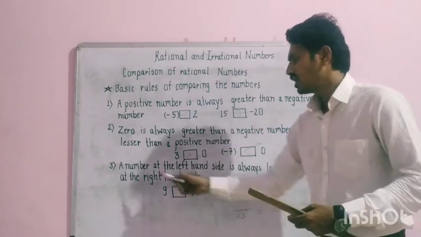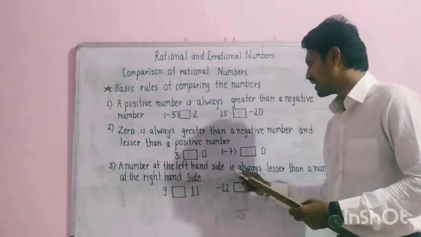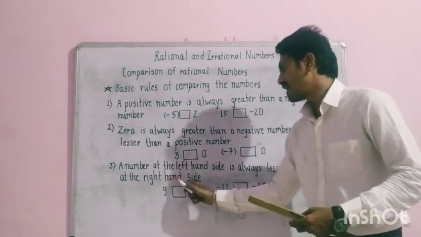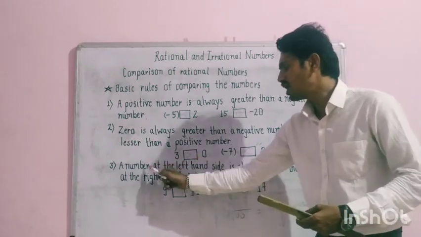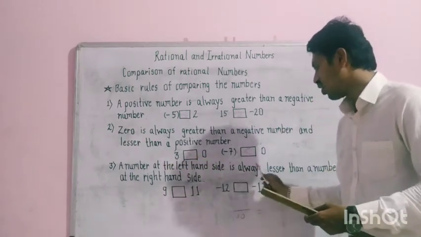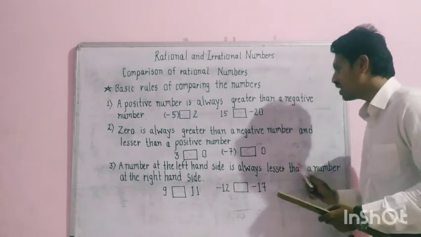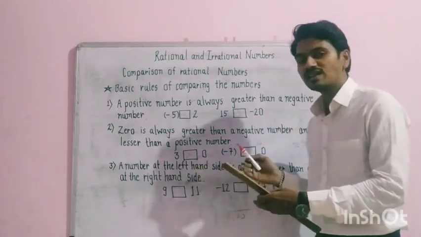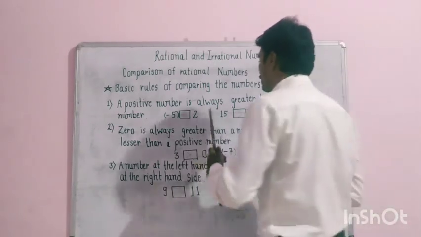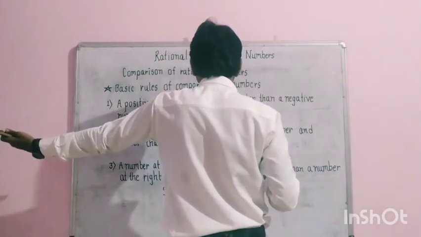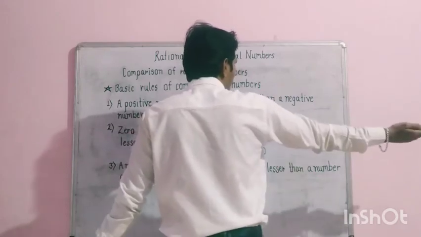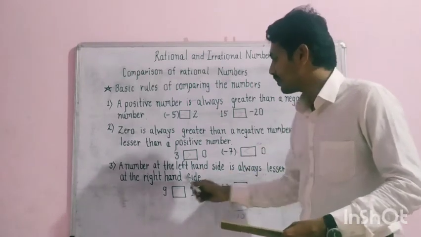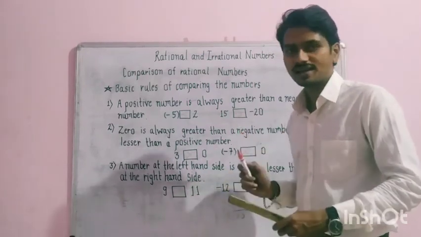Third rule: a number at the left hand side is always lesser than a number at the right hand side. Sir, which one is left hand side? Which one is right hand side? This one is left hand side and this one is right hand side. Consider your sides and compare these numbers on the number line.